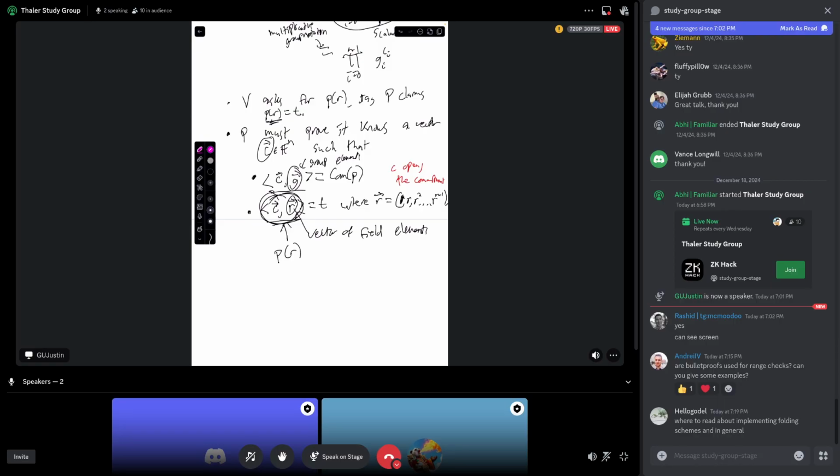Now the core of Bulletproofs, I'm going to focus on the first claim, that c inner product G equals the commitment. Bulletproofs is just to prove knowledge of this c here. So another way of saying this is that the claim is a proof of knowledge of an opening of the Pedersen vector commitment.